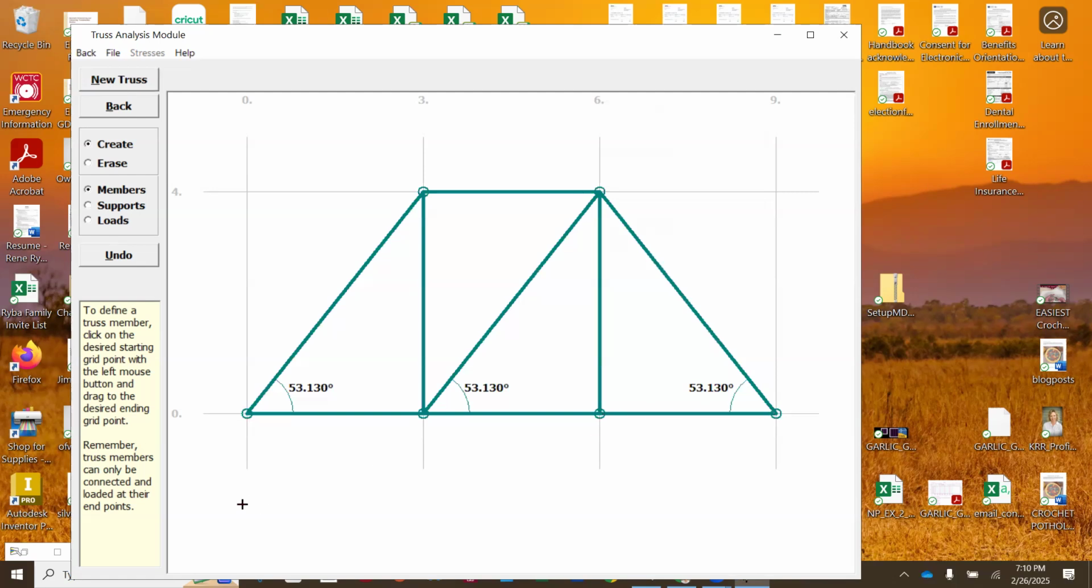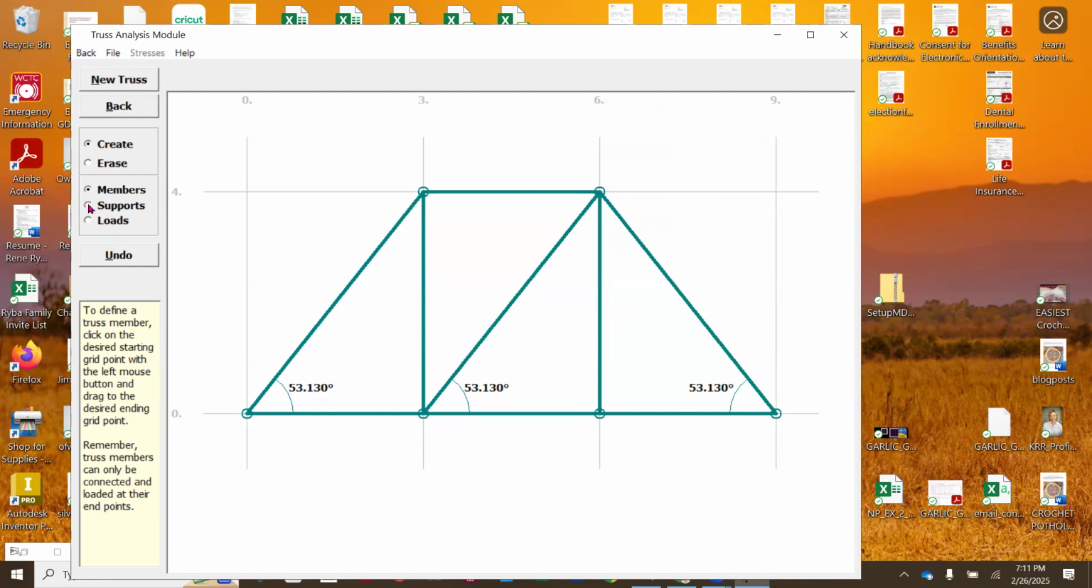And now this is my truss. It automatically calculated the angles for me. This is 3 inches wide, or 3 units wide. We really didn't specify units. And then 4 tall, okay? And how many grid spots did we do? We did 1, 2, 3 spaces horizontally. We did 1 space vertically. Okay, that's when we filled up that little table. Now we have our members in place.